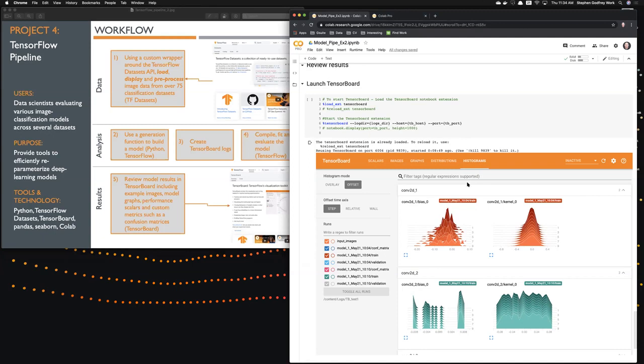Google has something called tensorboard.dev, which is a way to share your TensorBoards with other folks. So if you wanted to present it on a website, you could probably figure out a way to do it, but I didn't play around with that part of it.